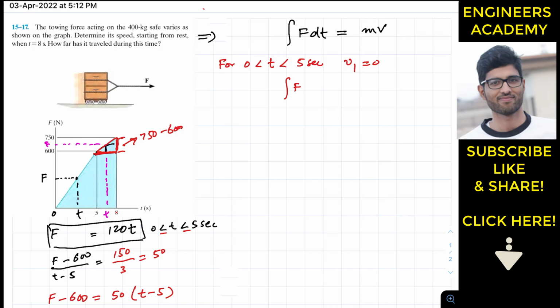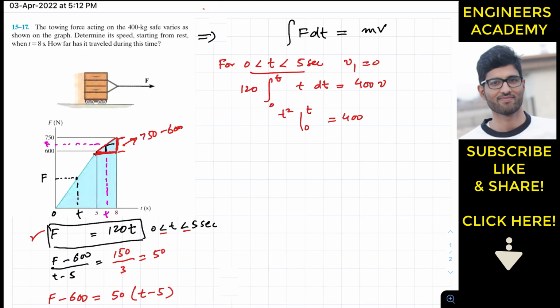Now we know that for this interval, f is 120t. So I will write that the integral of 120t dt equals mass, which is 400, times the velocity, which is unknown. So we can write this 120 outside of integration, and then if we integrate this, it will be 120t squared divided by 2, and the integration will be from 0 to t, right? So this is from 0 to t equals 400 v times 120 divided by 2.